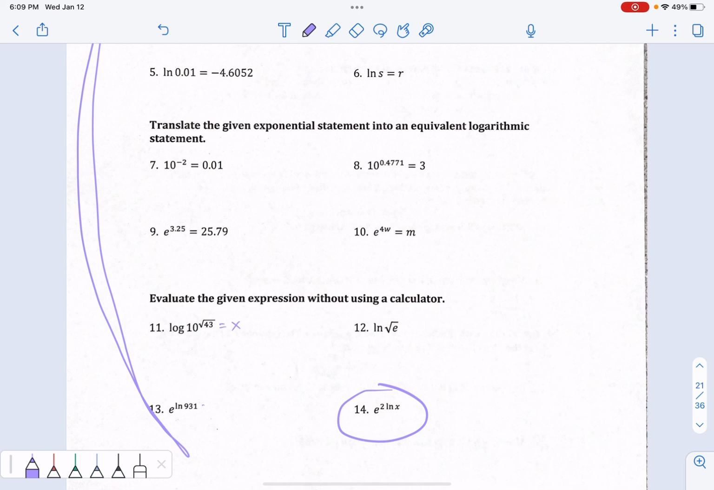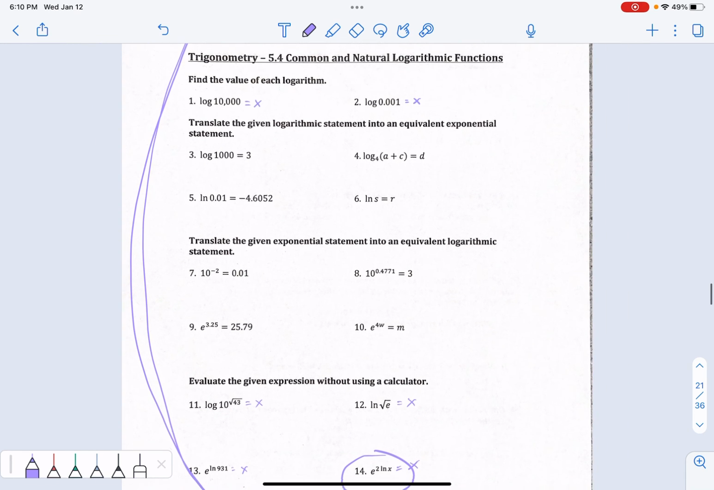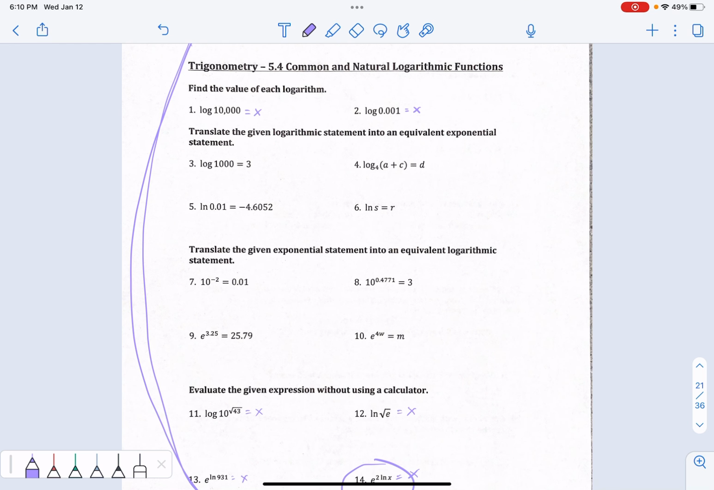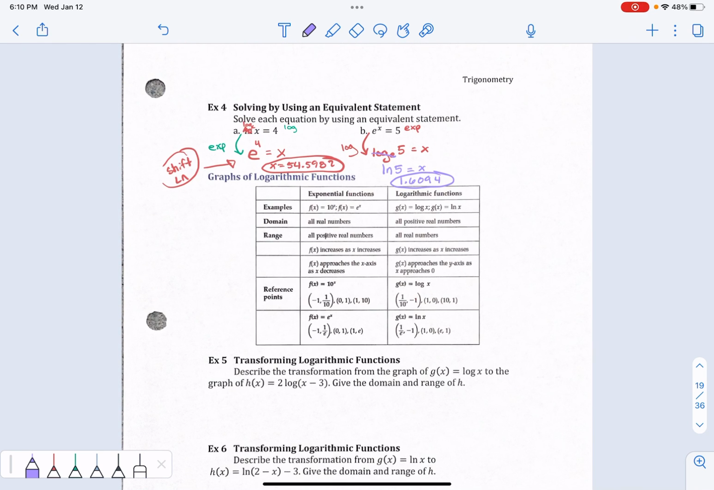But all you're doing in each one of these is if it's a log, you switch it to an exponential function. If it's an exponential, you switch it to a log function. And then you evaluate on the ones that they want you to evaluate, okay? So that should get you through. Tomorrow I'll send you the video of the second half, okay?